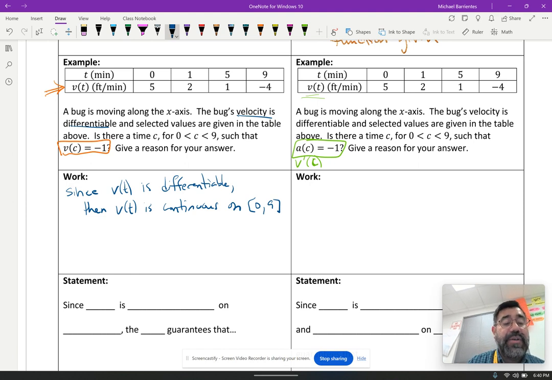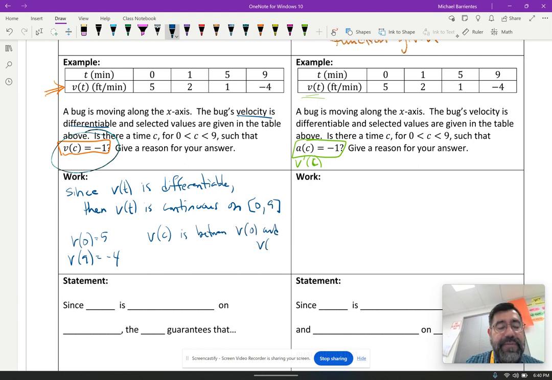The other thing you need to show is what is v of 0? What is v of 9? What are these two values? Well, v of 0 is 5, and v of 9 is -4. Is the value that they're concerned about between those? Because if it is, then you need to say it outright. And v of c is between v of 0 and v of 9.